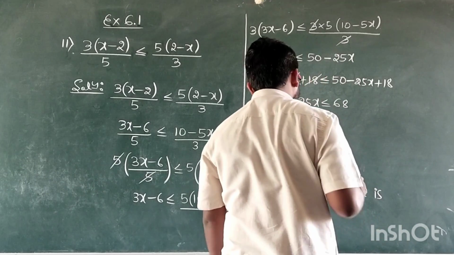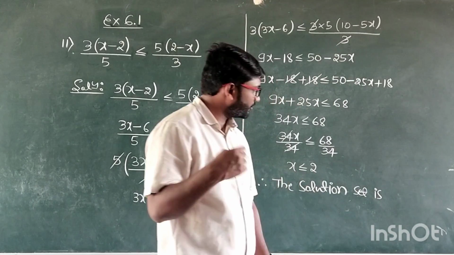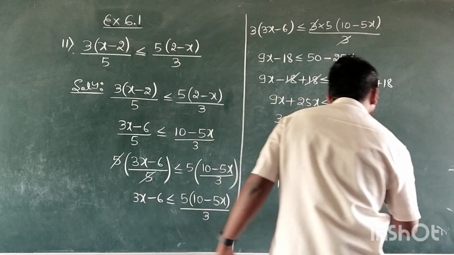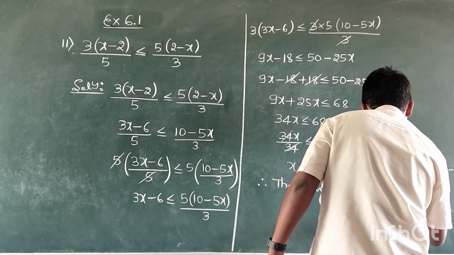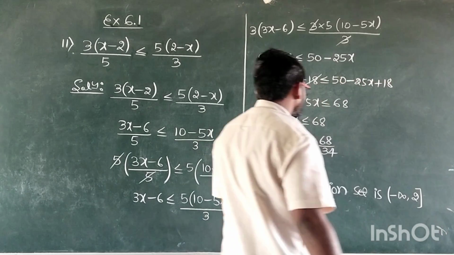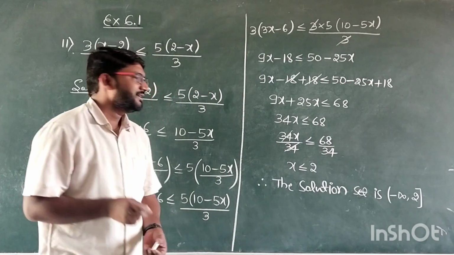Therefore, the solution set is x less than or equal to 2. X has to be 2 and less than 2. That means we have to consider all the negative numbers, minus infinity and 2. It has to be a closed interval. So, this is regarding the question number 11.